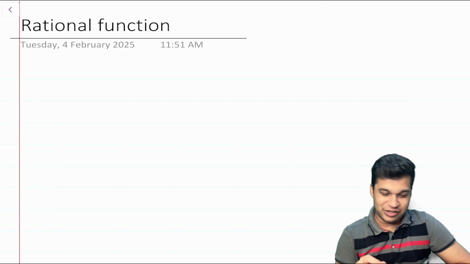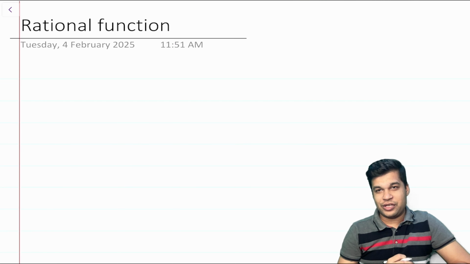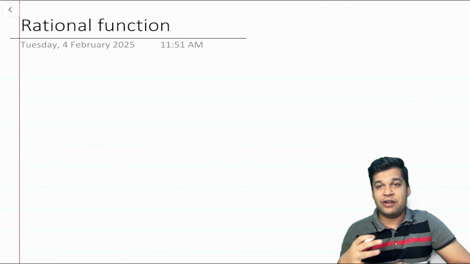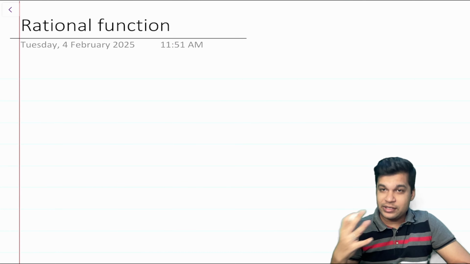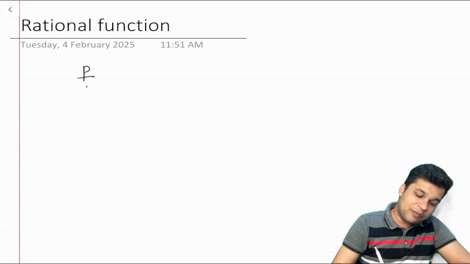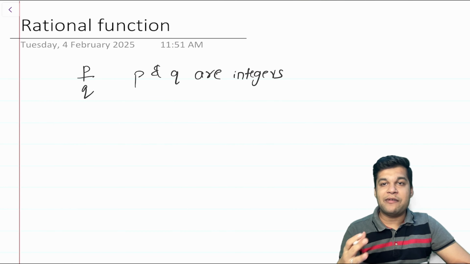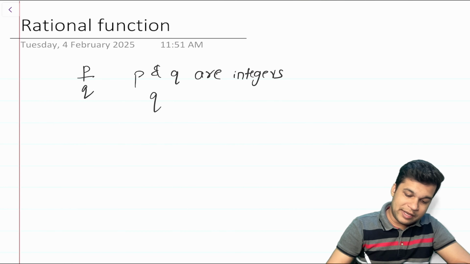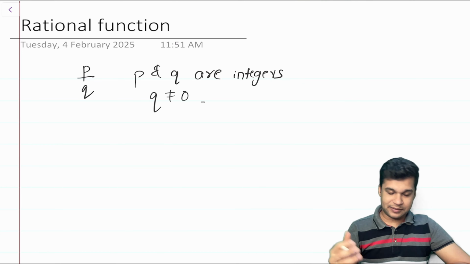In today's video, we will discuss rational functions. So what are rational functions? Before we start discussing rational functions, it is important that you know what a rational number is. A rational number is a number which can be written in the form of p divided by q, where p and q are integers, okay? And q is never equal to 0. This is what we call a rational number.